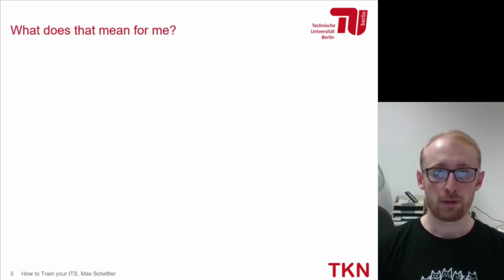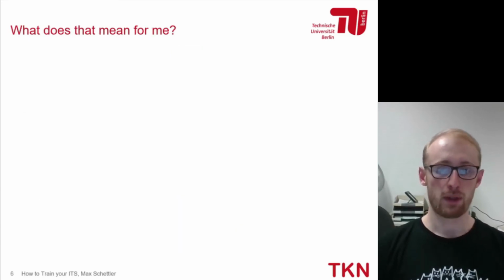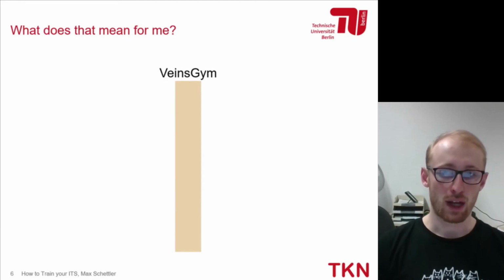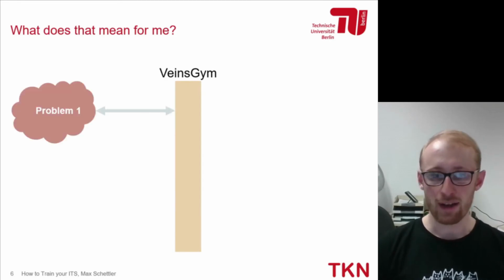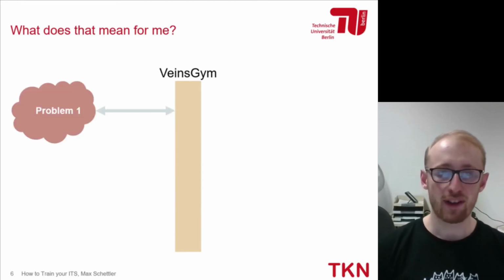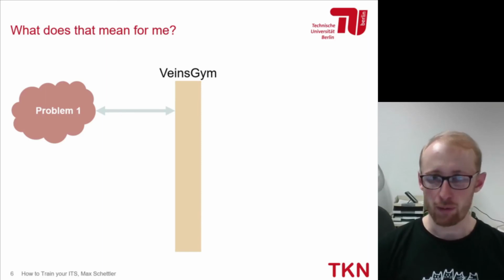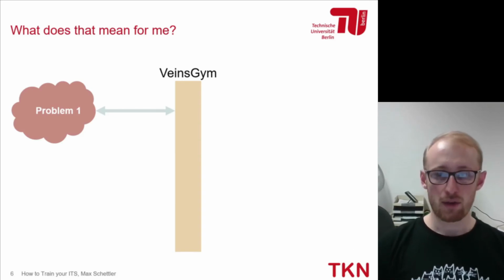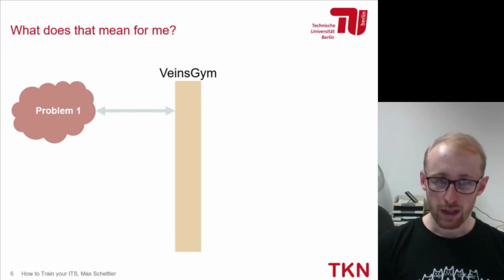So what does this mean for me if I want to apply VeinsGym now to my own research? So I have this project and I might have a problem that I already implemented somewhere or that I have in my mind to consider next. And what now is different when using VeinsGym, I need to make it more formal. I need to follow some pattern. I need to define where actually is the interaction with VeinsGym.